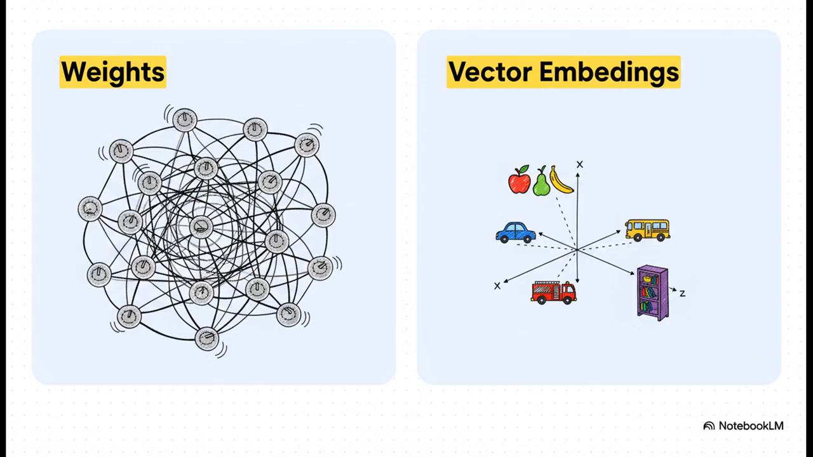knowledge. And second, to make sense of the world, it uses something called vector embeddings. This is how it turns concepts, like words or ideas, into numbers, creating this giant mathematical map of ideas where similar things are grouped together.